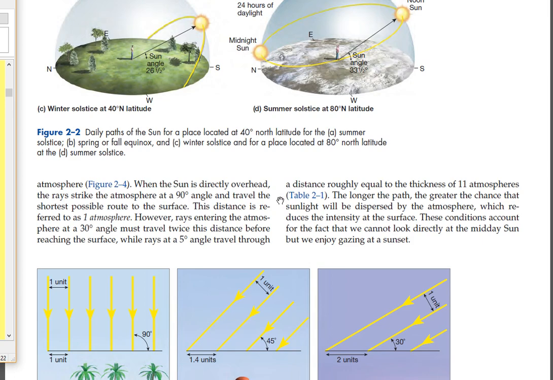The longer the path, the greater the chance that sunlight will be dispersed by the atmosphere, which reduces the intensity at the surface. These conditions account for the fact that we cannot look directly at the midday sun, but we enjoy gazing at a sunset.